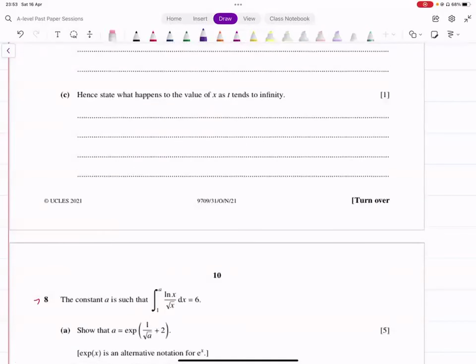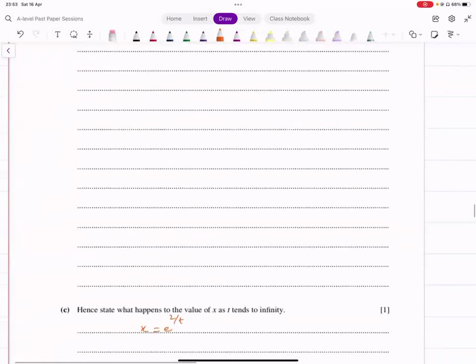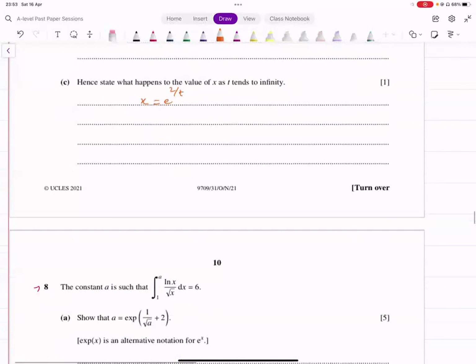Now it says, hence state what happens to the value of x as t tends to infinity. Okay, what value did we get above? We were getting x equals e raised to power 2 over t. That's what was coming, right? x equals e raised to power 2 over t. Okay, now let's think about this. What happens as t goes to infinity? Again, here only the answer gets the mark, so it's not necessary to show the working.